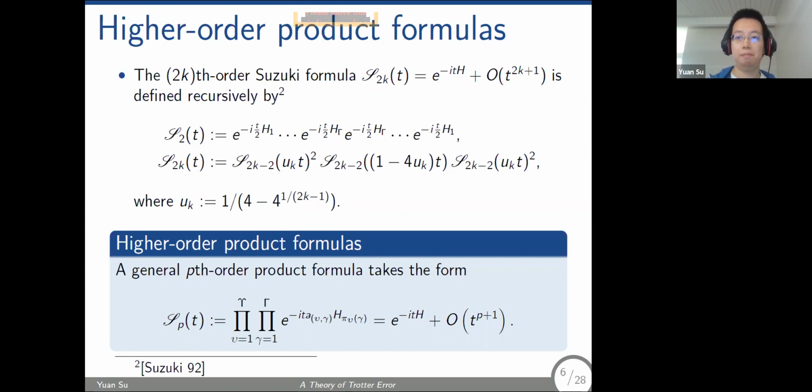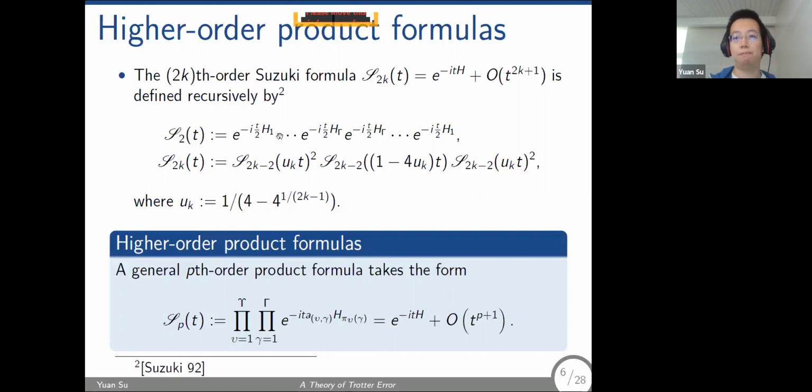Of course, there are many other product formulas, but I won't be able to survey all of them in this talk. But maybe we can consider a general definition of product formulas. A general pth order product formula that I will be considering here will be something like this. Here I have 2 products. The first product will go through all the stages. Like in the second order formula, we have 2 stages, and we go through these 2 stages. And the second product will go through all the terms, so we have 1 to gamma and gamma to 1.